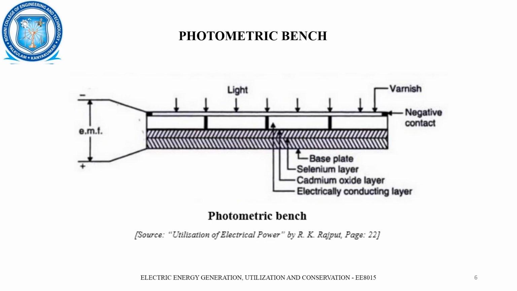And this is a photometric bench. In normal cases we are going to apply the EMF here, and here we can see the light is falling over the negative contact, and normally we used to polish that negative contact with varnish or something else. After that, below the negative contact we have the base plate, and after the base plate we have the selenium layer, and after that the cadmium oxide layer, and finally the electrically conducting layer. In this way the photometric bench can be activated, the source can be activated, and enough illumination can be measured for the test lamp source. Thank you.